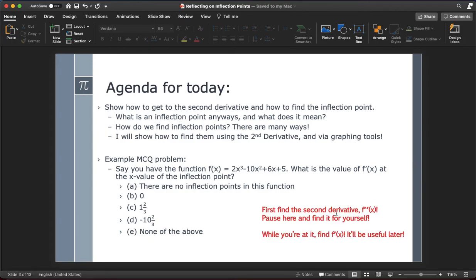yeah, so first find the second derivative. We did that. Pause here and try to find it for yourself. Try doing this on a sheet of paper or something, and review the different derivative rules. Find f prime of x as well. It'll be useful later. And this is the point where you should pause and try to regurgitate what I just did, but by yourself and not using the calculator, and then double check using the calculator.